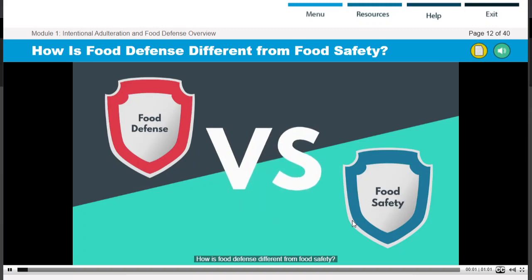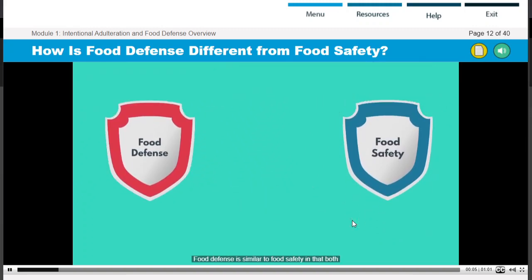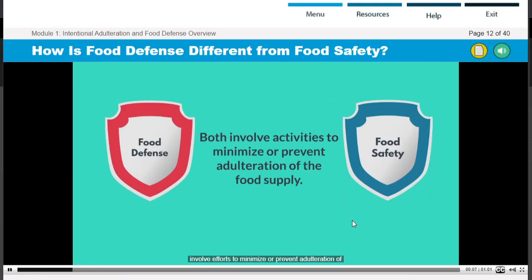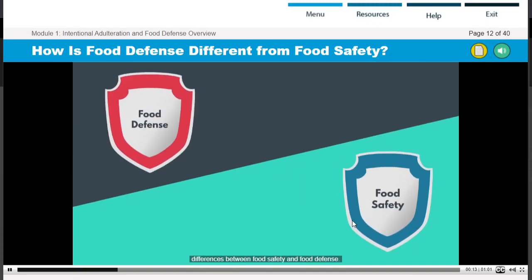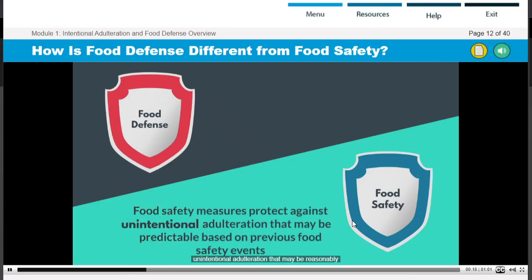How is food defense different from food safety? Food defense is similar to food safety in that both involve activities to minimize or prevent adulteration of the food supply. But there are also important differences between food safety and food defense. Food safety measures protect against unintentional adulteration that may be predictable based on previous food safety events.